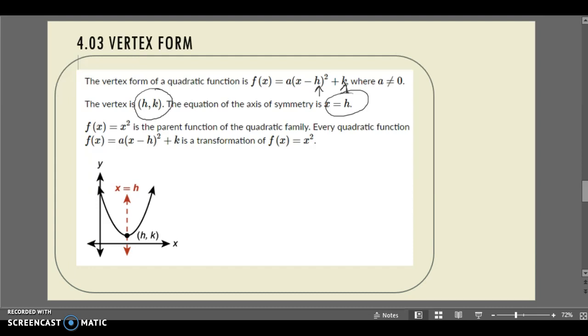Okay, so x squared is the parent function of the quadratic family. Every quadratic function is a transformation. So we'll talk more about that later on. We're just going to focus on graphing right now.